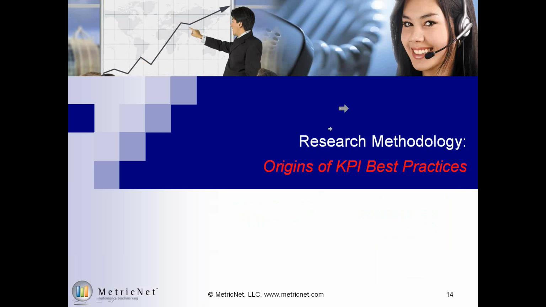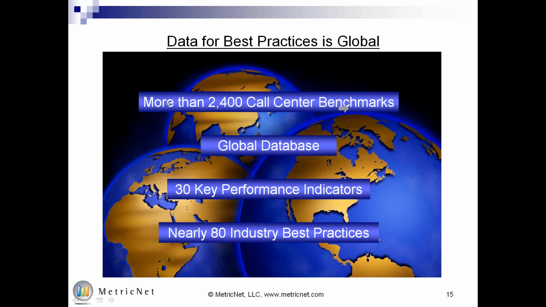So let me switch gears now and talk a little bit about where the data comes from that we're going to be presenting in our KPI best practices model. As I mentioned a few moments ago, MetricNet has completed more than 2,000 call center benchmarks over the years. We now have a global database of process and performance indicators that's the largest in the industry. It contains more than 30 key performance indicators, and we have also created a taxonomy. We've cataloged more than 80 industry best practices that address everything from call center strategy, communications, technology, human resource management, and performance measurement.